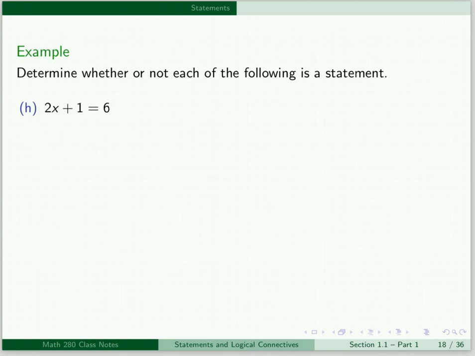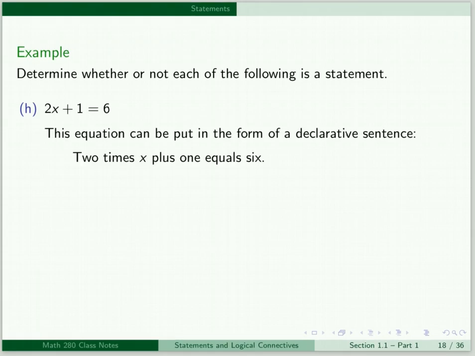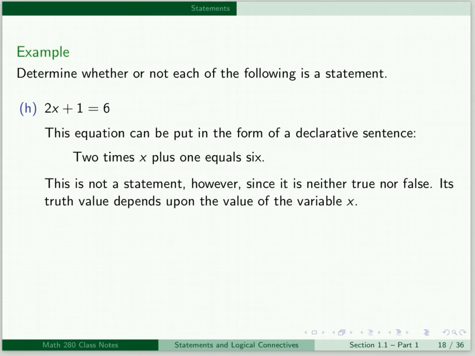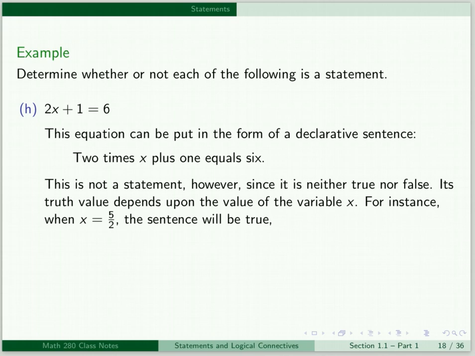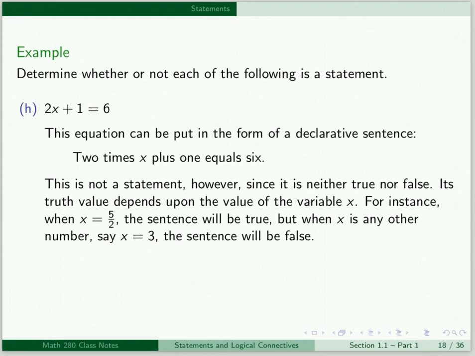For h, we have 2x plus 1 equals 6. This equation can be put in the form of a declarative sentence, 2 times x plus 1 equals 6. This is not a statement, however, since it is neither true nor false. Its truth value depends upon the value of the variable x. For instance, when x is equal to 5/2, the sentence will be true, but when x is any other number, say x equals 3, the sentence will be false.